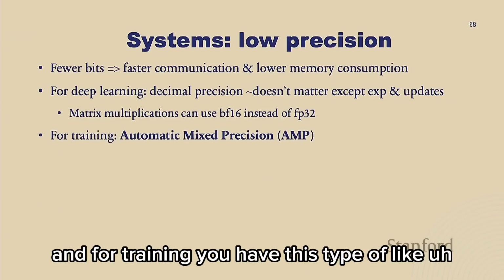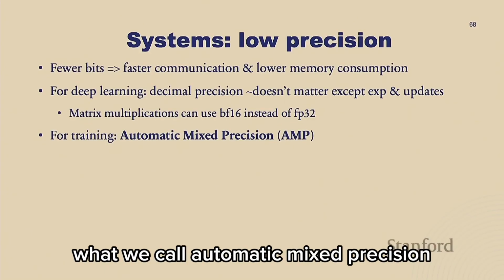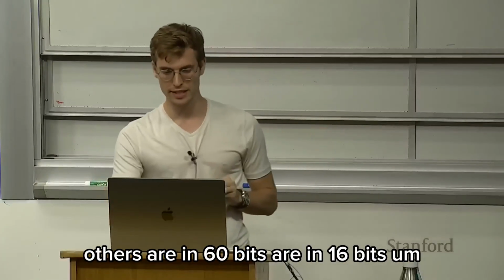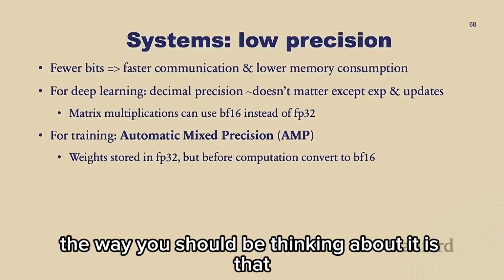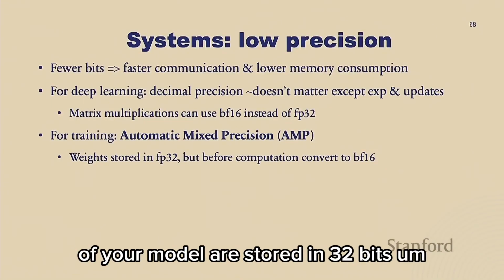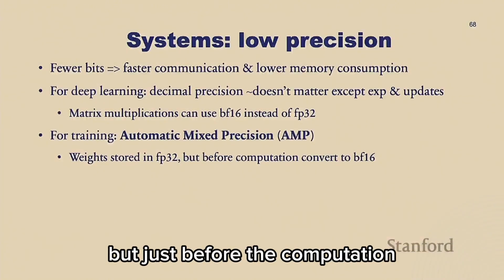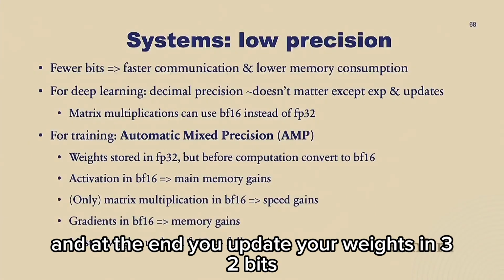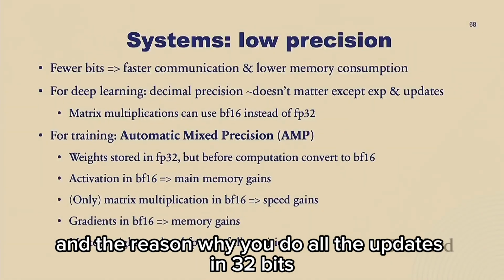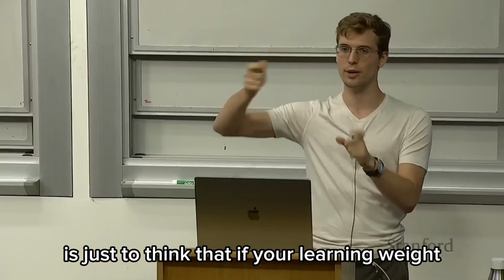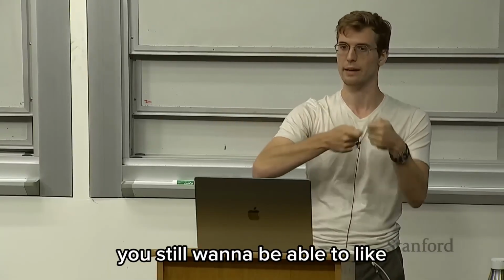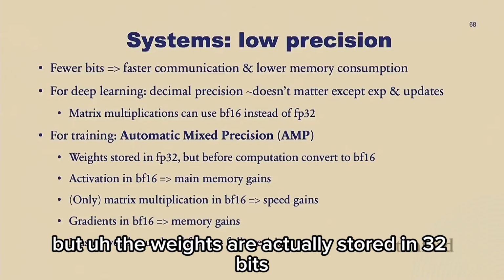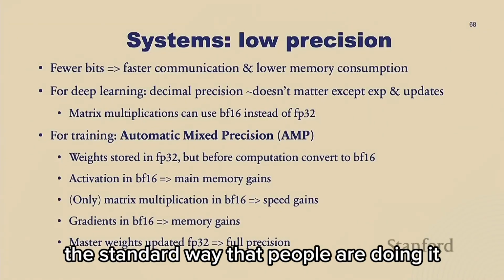And for training, you have what we call automatic mixed precision, which is that some of the things are in 32 bits, others are in 16 bits. Generally, the way you should be thinking about it is that the weights of your model are stored in 32 bits. But just before the computation, you put everything in 16 bits. Like this, you do computation super fast. And at the end, you update your weights in 32 bits. The reason why you do all the updates in 32 bits is just think that if your learning rate, for example, is very small, you still want to be able to make a difference in your weights. So all the computation is done in 16 bits, but the weights are actually stored in 32 bits. That's the standard way that people are doing it.